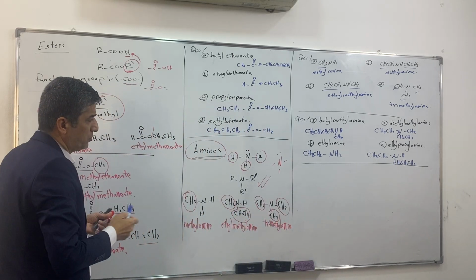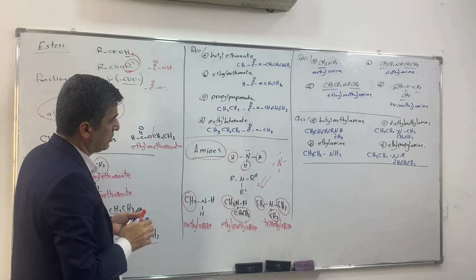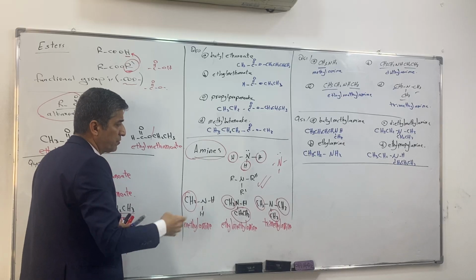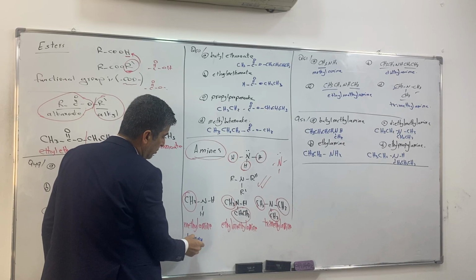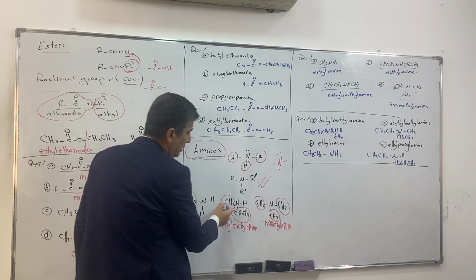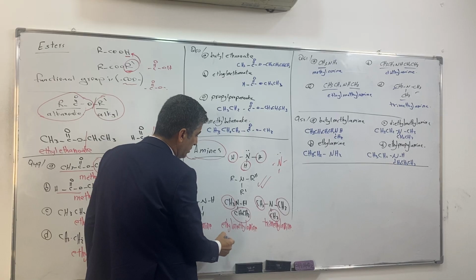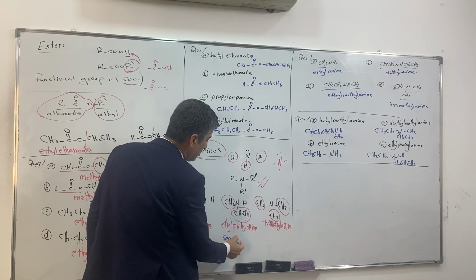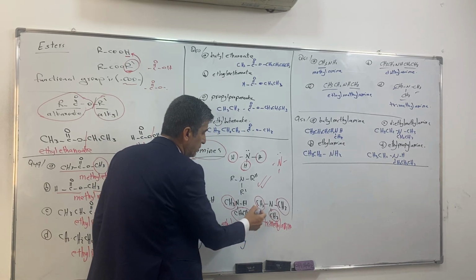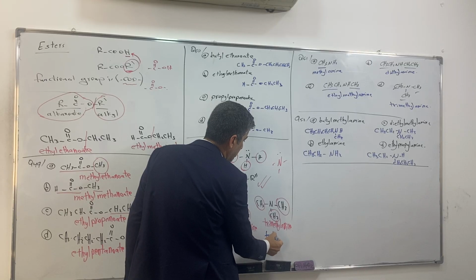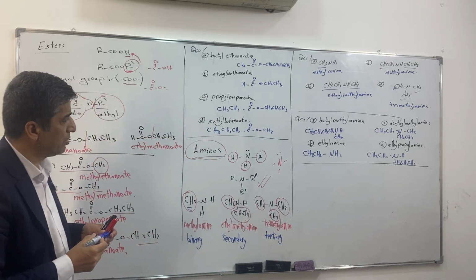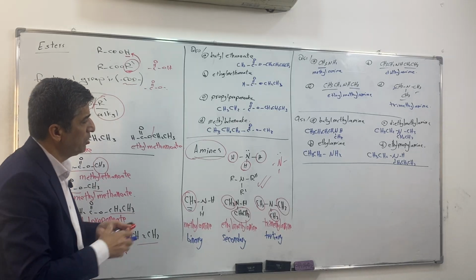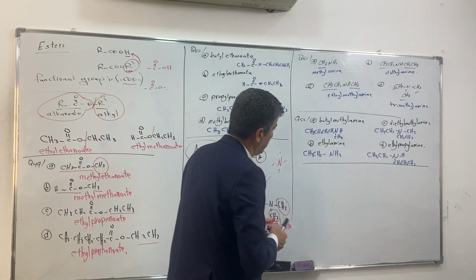Therefore, we have 3 classifications of amine. We have 3 types of amine. Primary amine contains 1 alkyl group. Secondary amine contains 2 alkyl groups, and tertiary amine contains 3 alkyl groups in the amine. They may be different or the same.